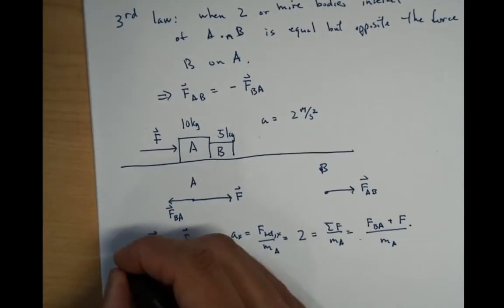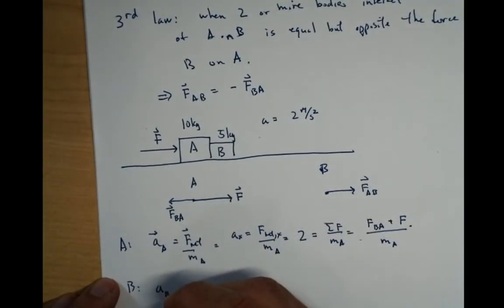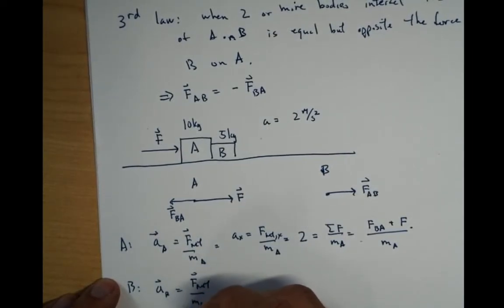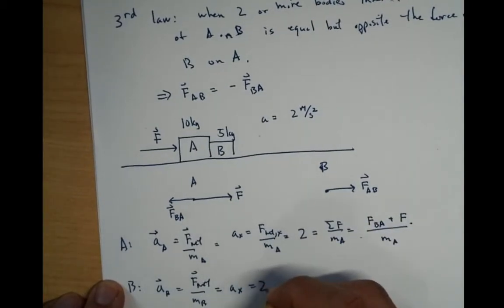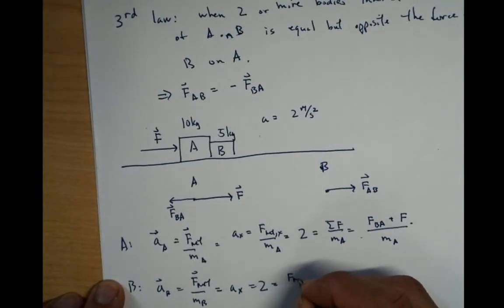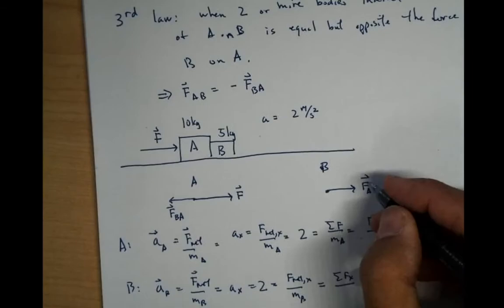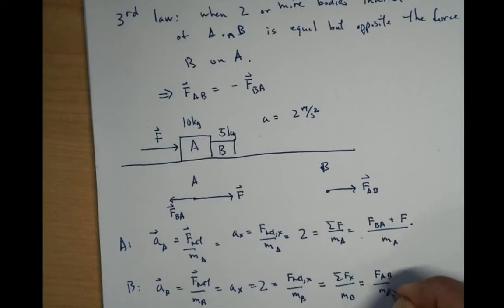Now let's do part B. The acceleration on B is just the net force on B divided by the mass of B. That is all in the x direction, so a_x again equals 2, which is equal to the net force in the x direction divided by the mass of B. And this is the sum of the forces in the x direction for mass B. In this case, there's only one force on it. It's F of A on B divided by m_B.